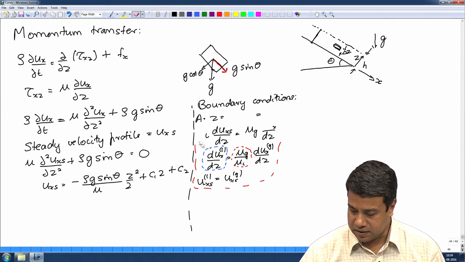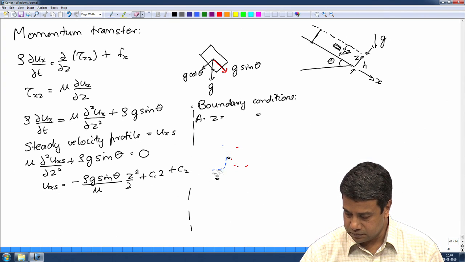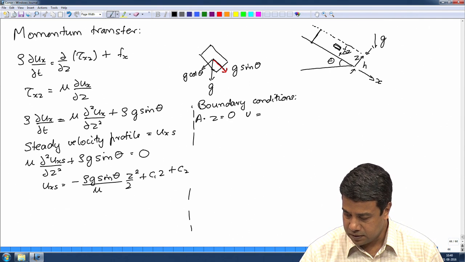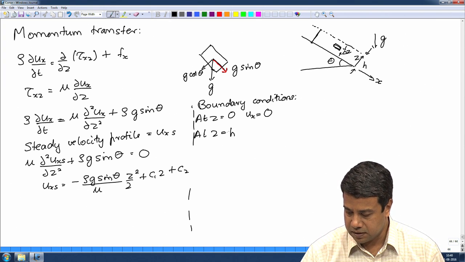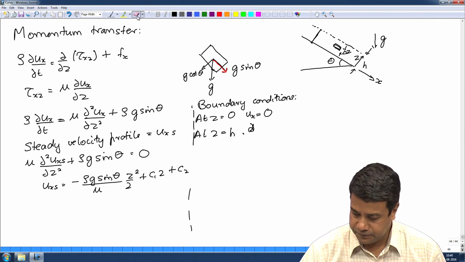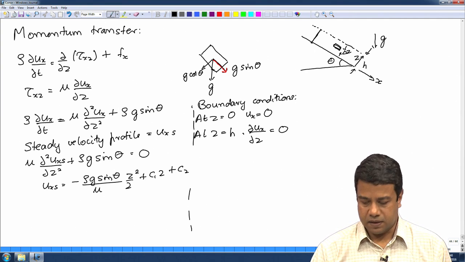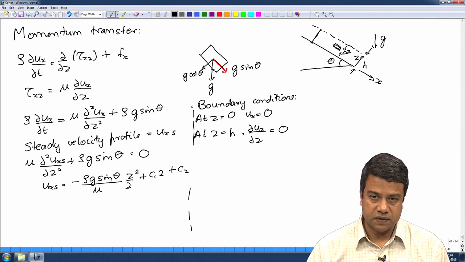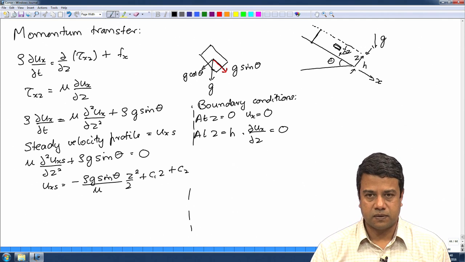So, with that, the second boundary condition becomes: the first boundary condition was that at z is equal to 0, u x was equal to 0, and the other condition is that at z is equal to h, partial u x by partial z is equal to 0. So, those are the two boundary conditions which you have to solve in order to get the steady velocity profile. These conditions apply both for the steady as well as the total velocity profile. So, these conditions are common.